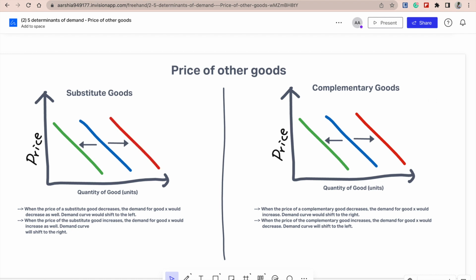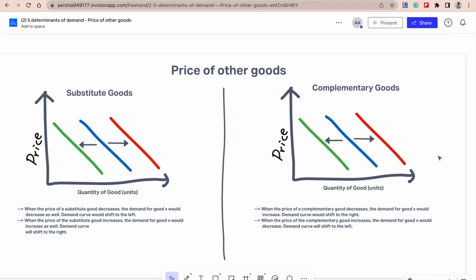Now, let's talk about complementary goods. An example of complementary goods could be rollerblades and helmets, because the two goods would be bought as a pair. When you buy rollerblades, you're going to buy helmets just for safety reasons. Therefore, it's a complementary good to a rollerblade. So when the price of a complementary good decreases, then the demand for good X would increase.